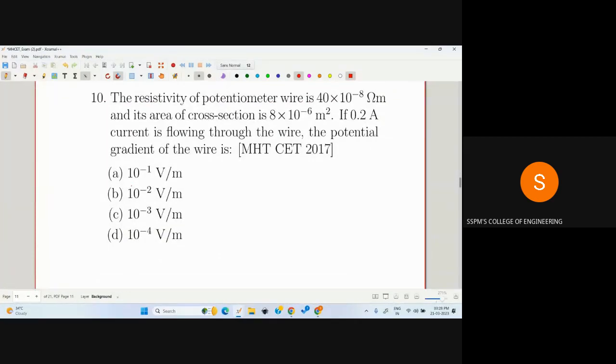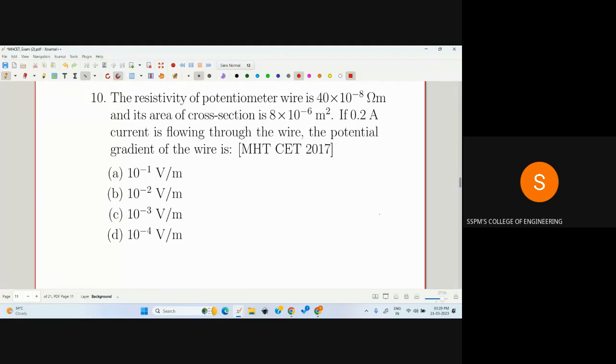Example number 10. The 10th example is given. The resistivity of the potentiometer wire is 40 into 10 to the power minus 8 ohm meter, and its area of cross section is 8 into 10 to the power minus 6 meter square. If 0.2 ampere current is flowing through the wire, you have to find the potential gradient of the wire.